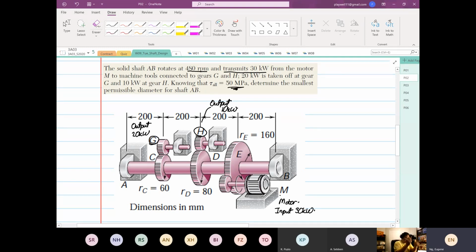Knowing the material we can choose, the allowable shear is 50. Determine the smallest diameter for shaft AB. So what is the minimum diameter of the shaft we can have on AB?